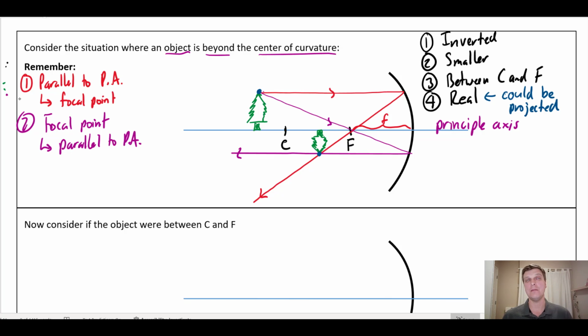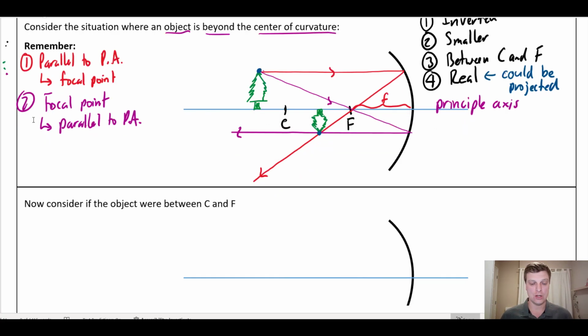We're going to see that sometimes the reflected image is virtual. And while you can see it, the rays never actually converge in the same place again. Okay, so we're going to follow these same rules for each of these situations to predict what the image is going to look like in each case.